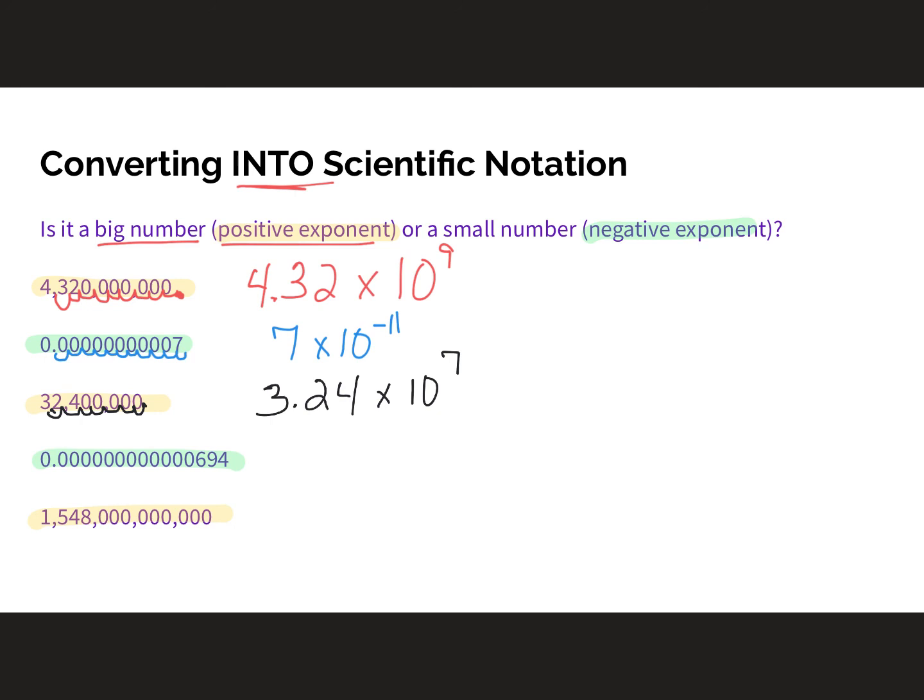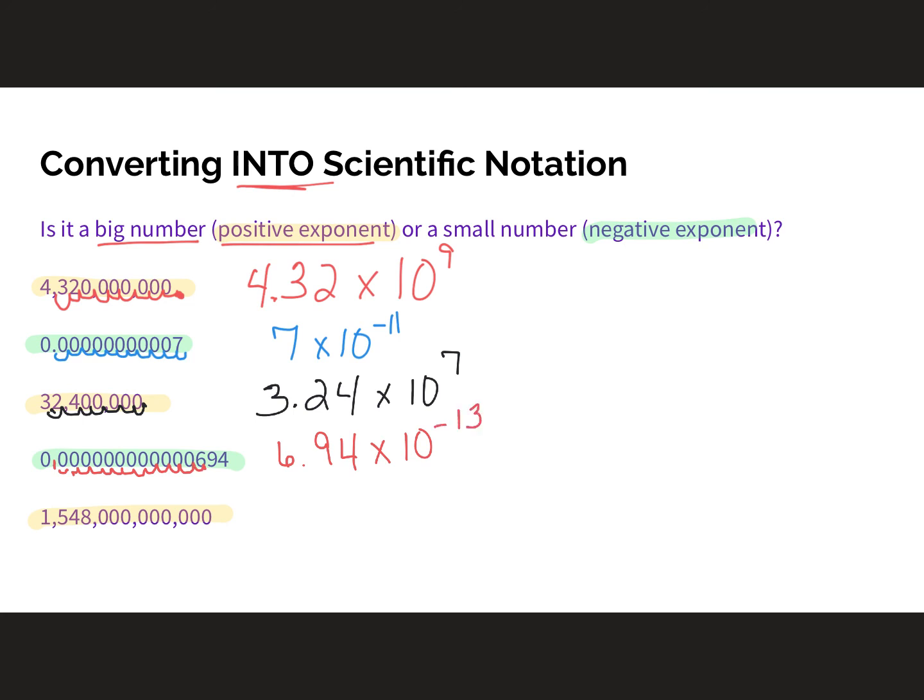Next one, let's look at. This is going to be a negative exponent, but I need to move my decimal point from right here where it is to after the 6. So this could be 6.94 times 10 to the, how many spaces I move my decimal? 1, 2, 3, 4, 5, 6, 7, 8, 9, 10, 11, 12, 13 to the negative 13th power.